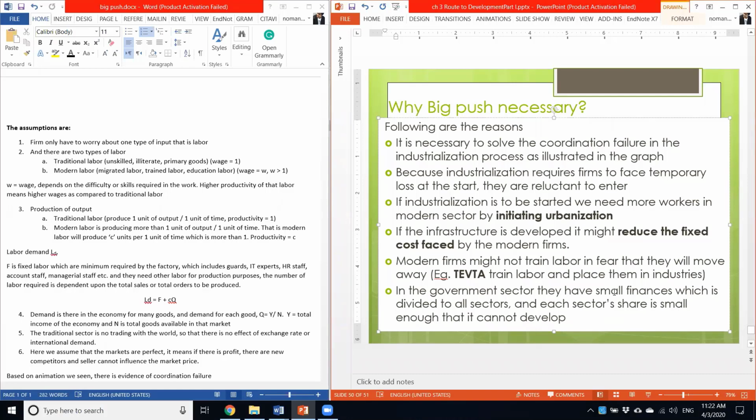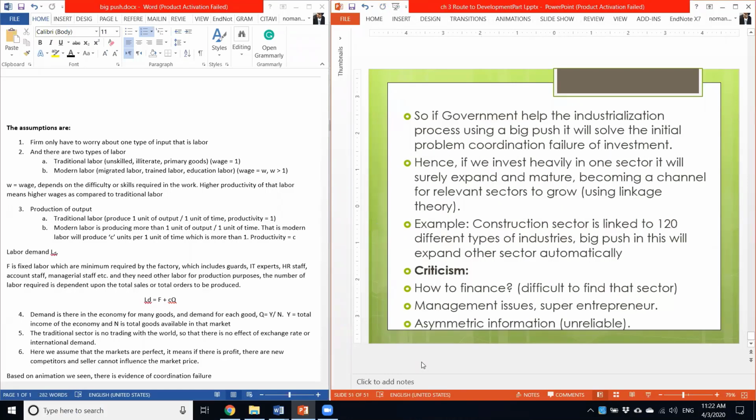So now what is the big push? If the government helps the industrialization process using a big push, it can solve the initial problem of coordination failure. So if the government finds that a typical industry is willing to come, but doesn't have the resources to finance the initial investments, then they will not come. So the government can help them by creating special economic zones. They can create tax-free zones so that the initial costs are minimized, and provide the infrastructure or training institutes over there.